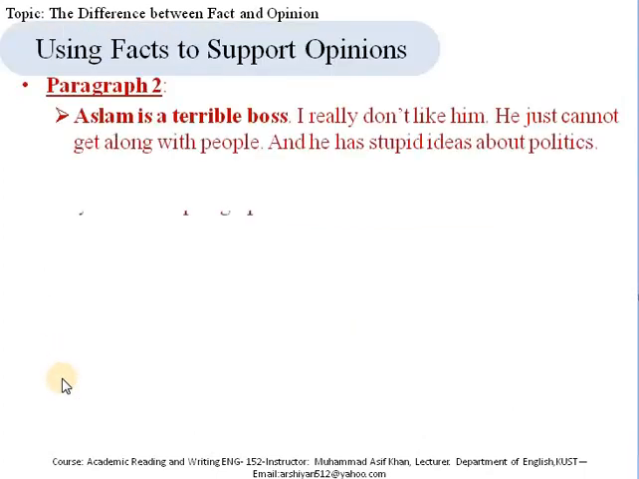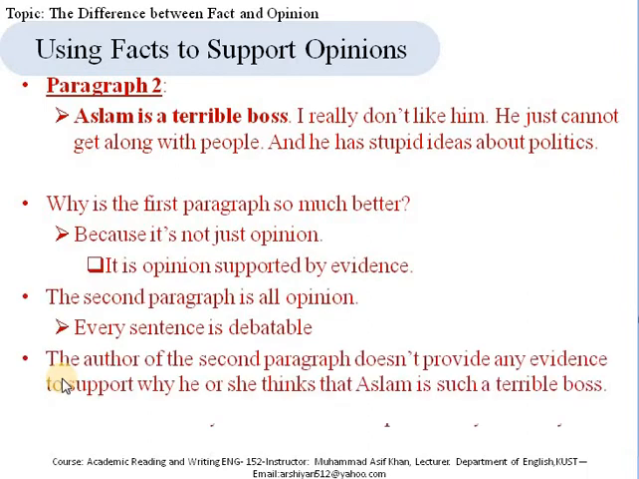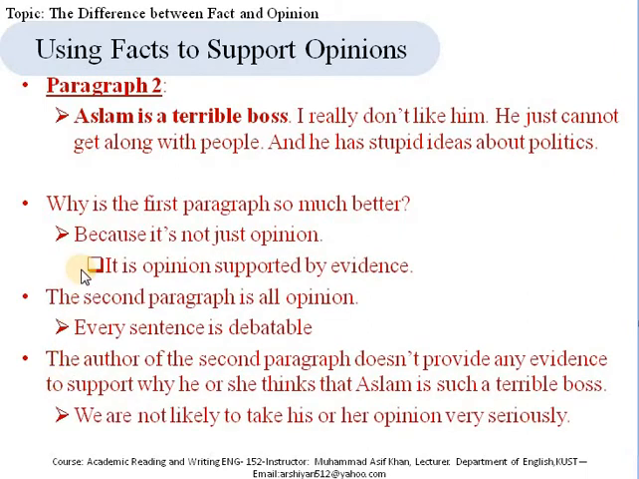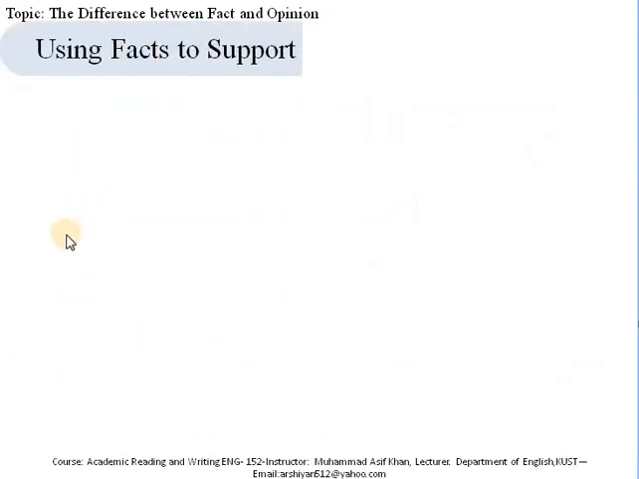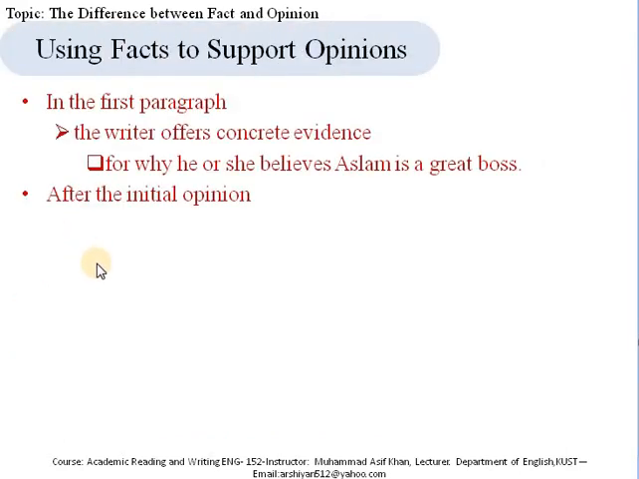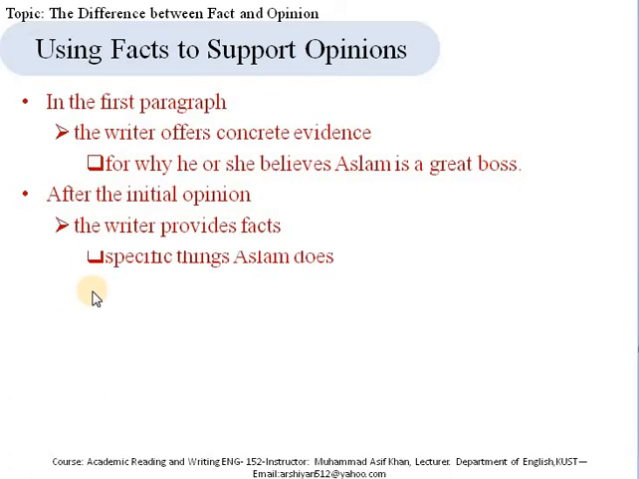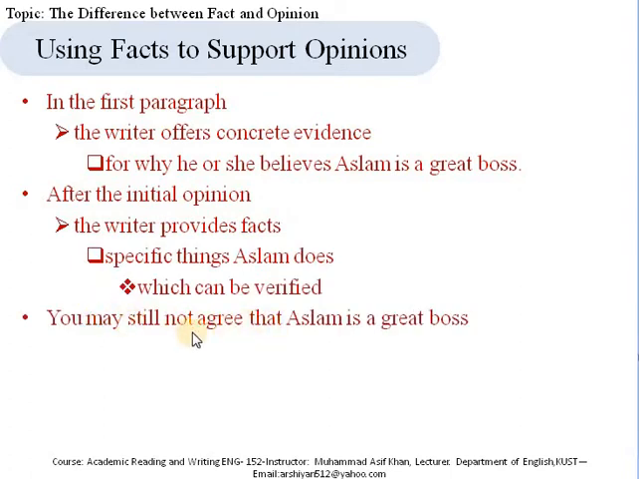After the initial opinion, in the coming sentences, the writer provides facts, specific things that Aslam does. And we can verify these things through other observers, and they make him a good boss. You may still not agree that Aslam is a great boss, but at least you can see exactly why this writer thinks so.